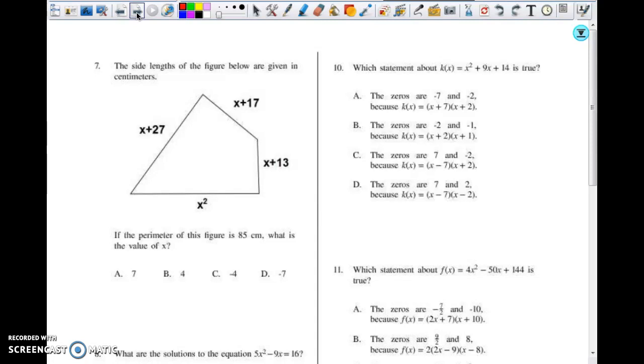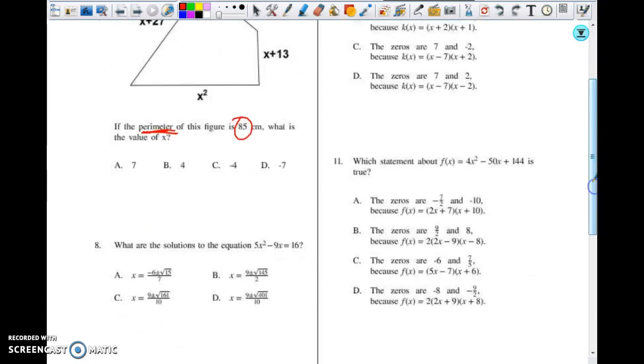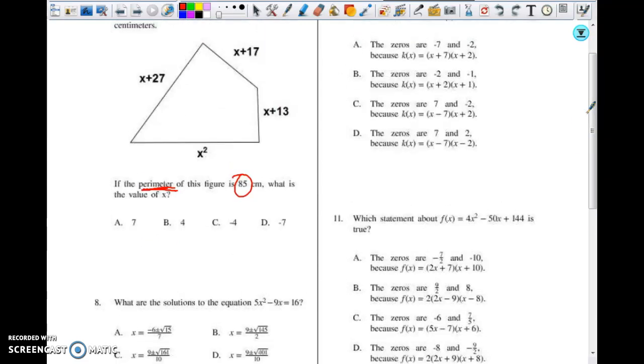So number 7 is where they're going to get you to think a little bit. They give you the sides of this little shape, and they say if the perimeter in this figure is 85 centimeters, what is the value of x? So we're looking for a specific value. First of all, what is perimeter? Around. So I got one side right here that's x squared. I'm going to add it to x plus 27 plus x plus 17 plus x plus 13. And this time they're asking for a specific value, so I want to know when all of this is equal to what number?